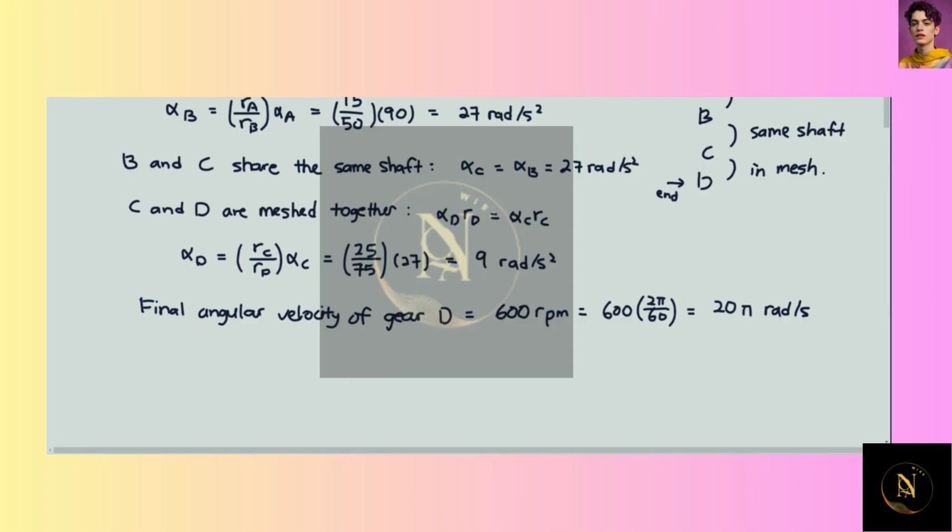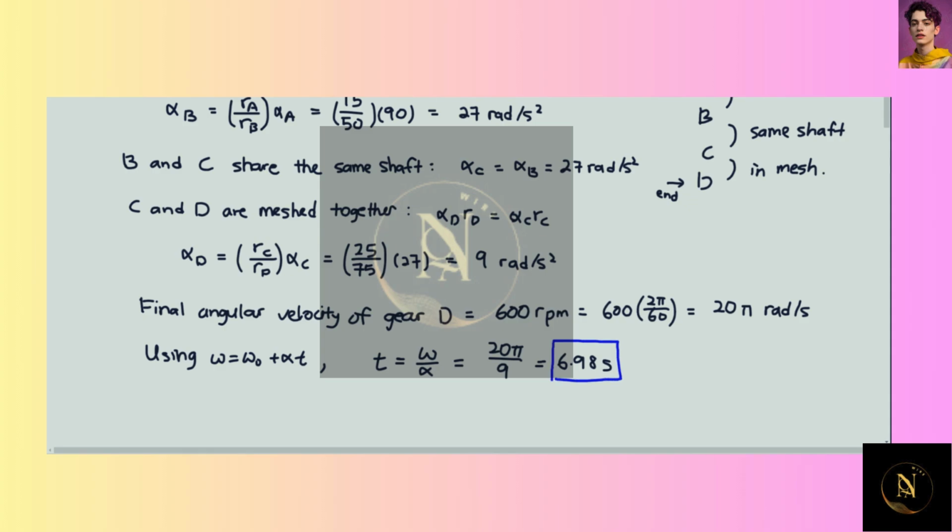To find the time, we'll be using omega equals omega naught plus alpha t. So t will be omega divided by alpha, because omega naught is 0. So 20 pi divided by 9, this is 6.98 seconds. This is the time taken to reach 600 rpm.